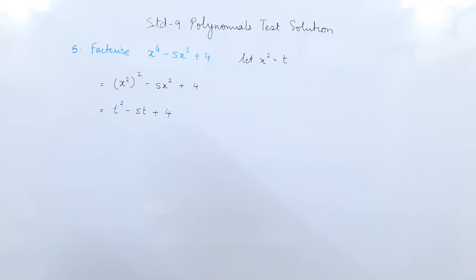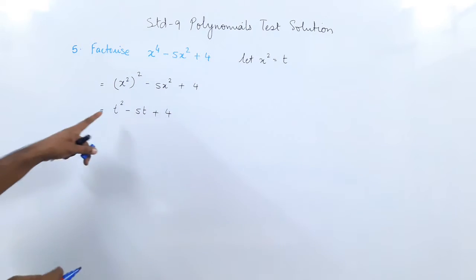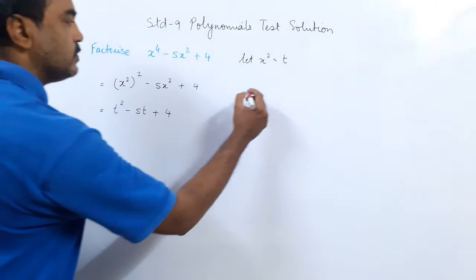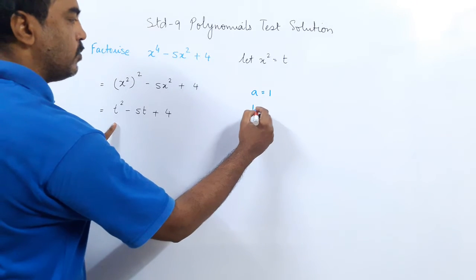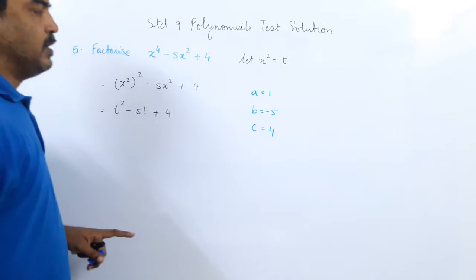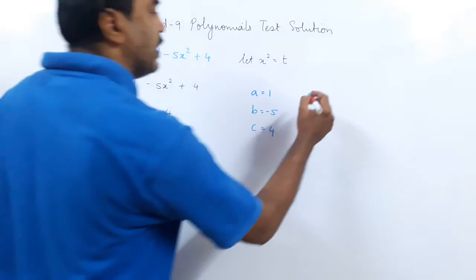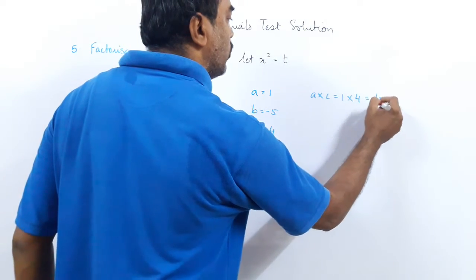This is solved in which way? Splitting the middle term. Now what do we do for splitting the middle term? The coefficient, this is A, B and C. A is equal to 1, there is nothing here, so 1. B is equal to minus 5, C is equal to 4. Now what is the method? You first multiply A and C. So A into C is 1 into 4 equal to 4.